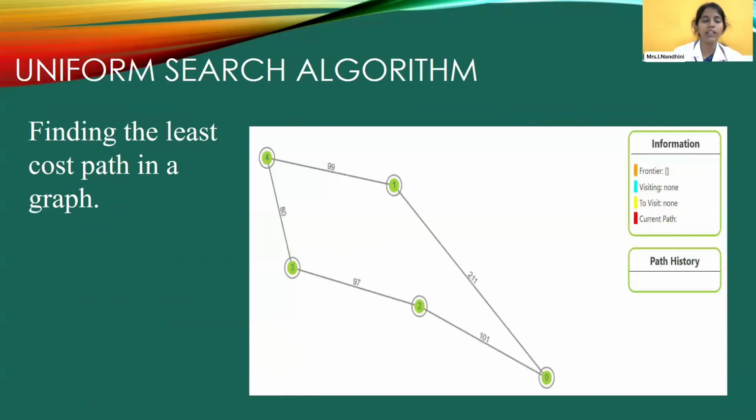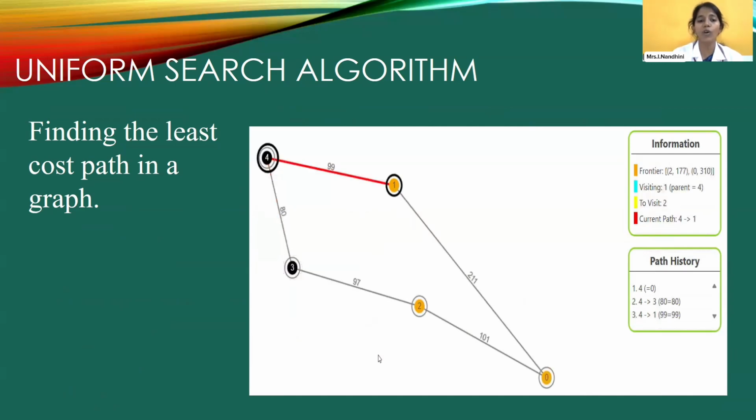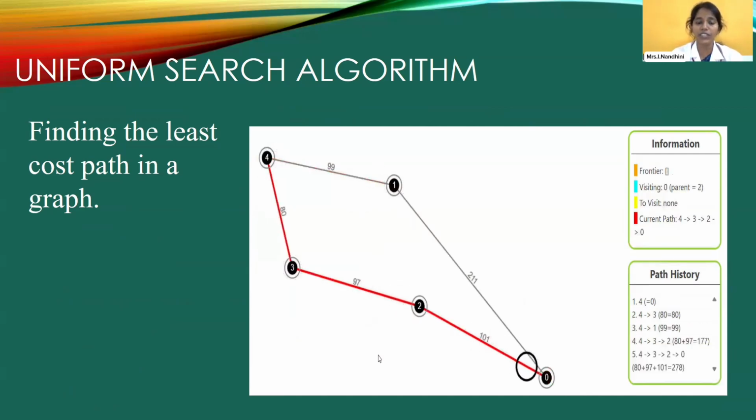The next one, uniform cost search algorithm. In the uniform cost search algorithm, we find the least cost path in a graph. In this graph, 4 is the start node and 0 is the end node. So it starts from 4 to find the lowest cost. It will find the next node 3, which has a cost of 80.